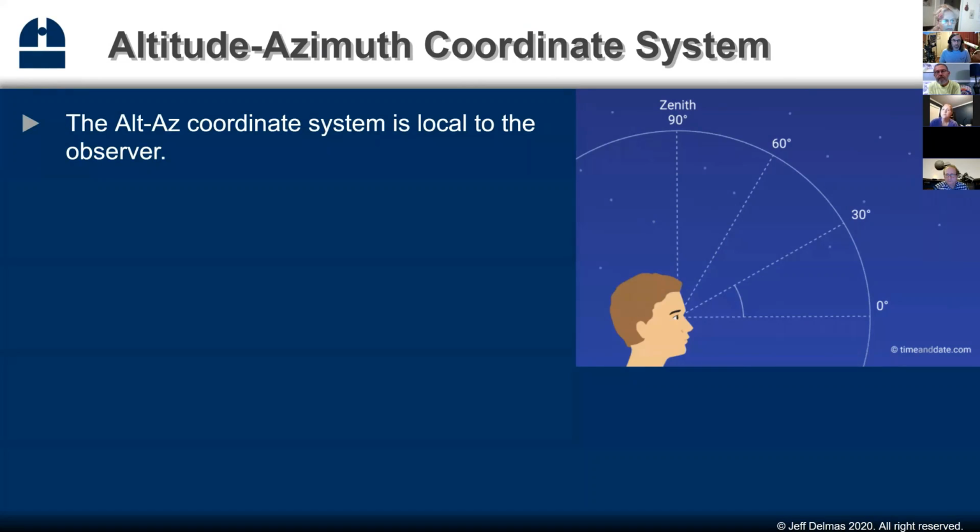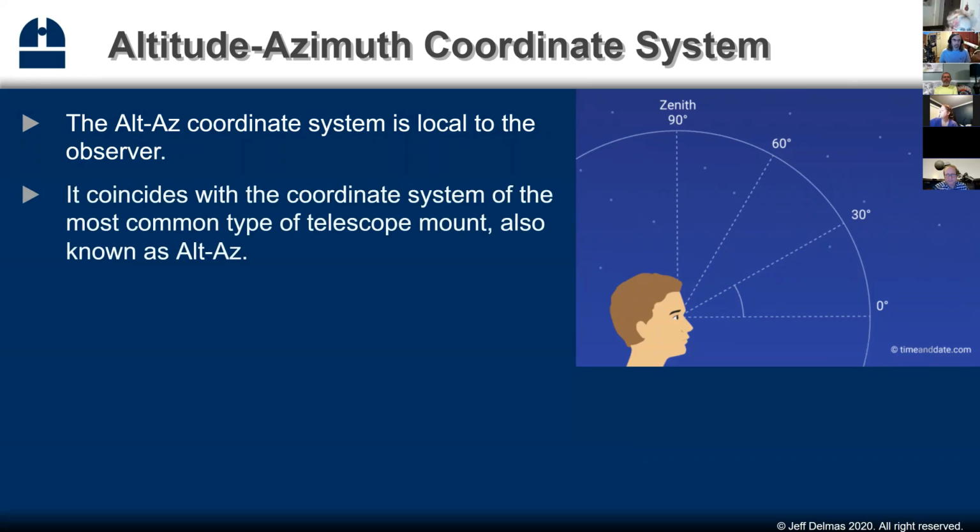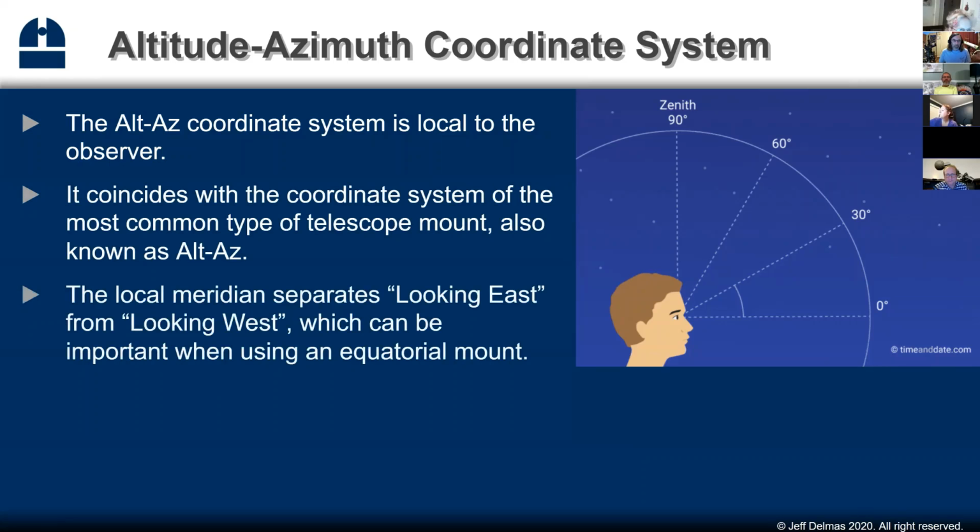The advantage of the Altaz coordinate system really is that it is always local to the observer. So no matter where you are, that Altaz coordinate system is relative to you, not relative to the Earth or anything else. And it coincides with the most common type of telescope mount, which is also called Altaz.